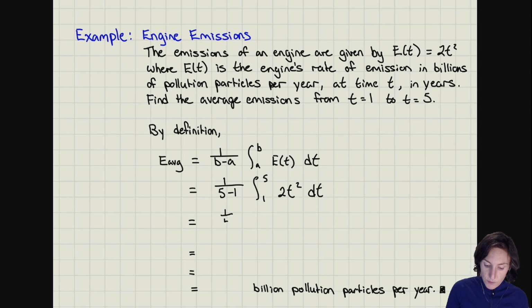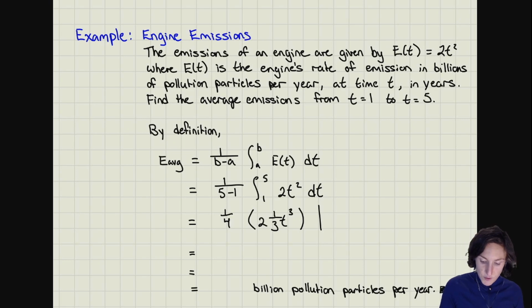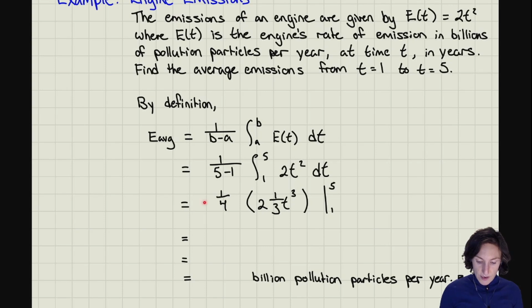For the constant out front, we're going to get 1 over 4. For the antiderivative of our integrand, I'm going to leave the 2 out front for a second. By the reverse power rule, I get t cubed multiplied by 1 over 3. And we don't put plus c because this is a definite integral, so we need to evaluate it between 5 and 1. Okay, let's simplify a little bit.